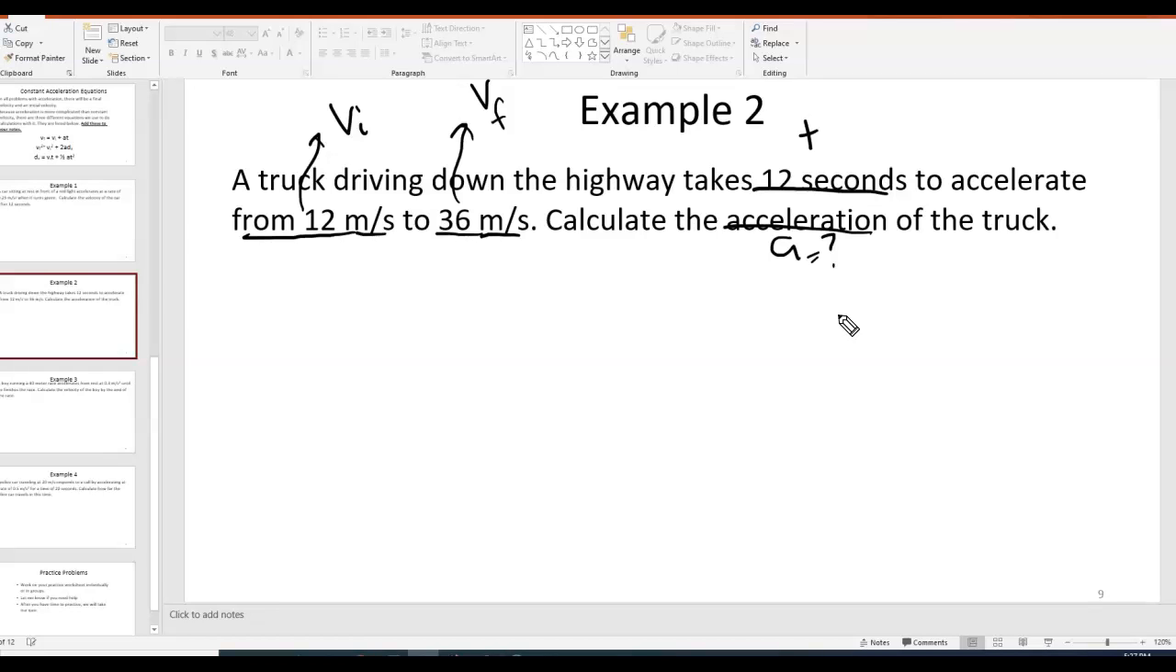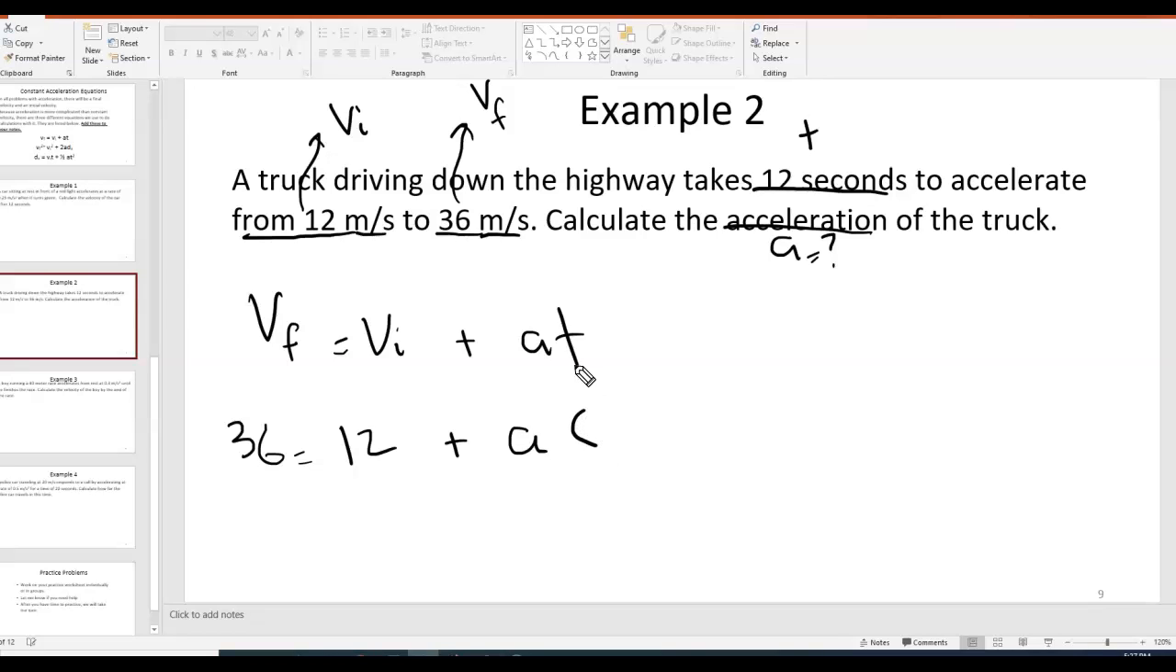Now that I have my 4 things, I have Vi, Vf, T, and A, I choose the only equation that has those exact 4 things. Okay, and that's going to be the same equation that we used before. Vf equals Vi plus A times T. I choose my equation. I'm going to plug in. For Vf, I have 36. For Vi, I have 12 plus A. I don't know what A is. A was my unknown. That's what I'm solving for, and so I'm going to leave that alone. I have A times T, and T was 12.